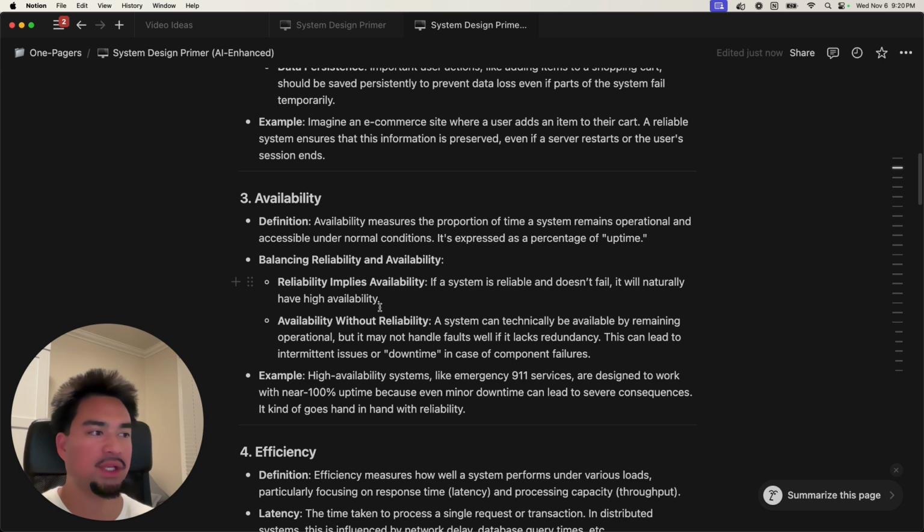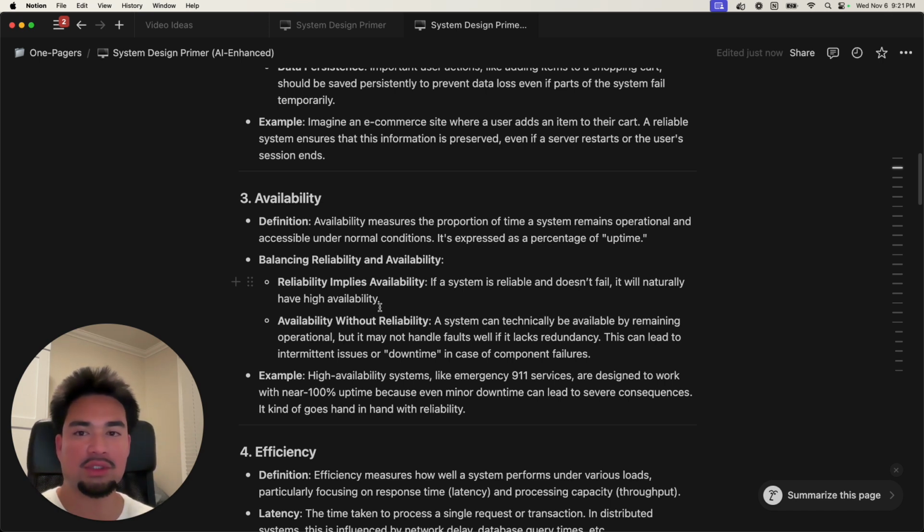So availability measures the proportion of time a system remains operational under normal conditions. It's usually expressed as a percentage, and a lot of people in the industry just call it uptime. So for example, Facebook might have 98% uptime. That means 98% of the time that you go into Facebook, you'll be able to access Facebook. So you want to build a system that's mostly available.